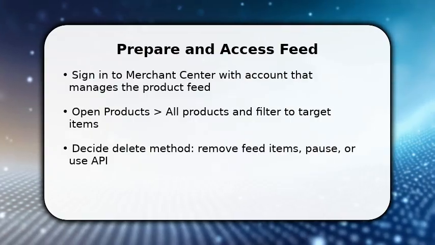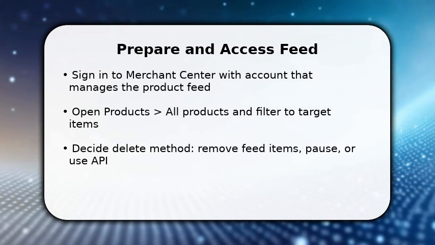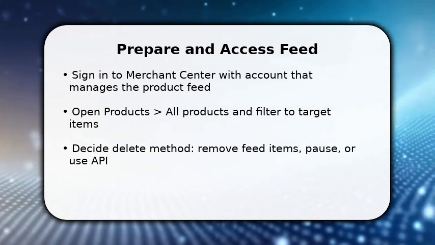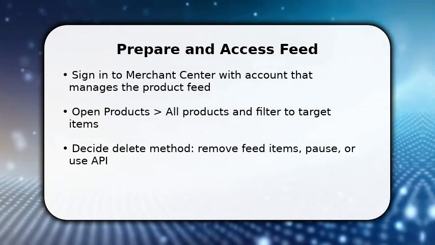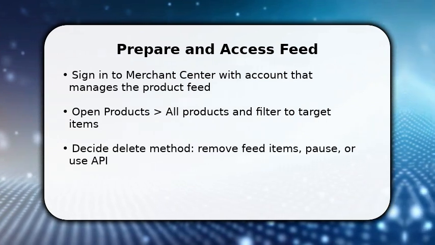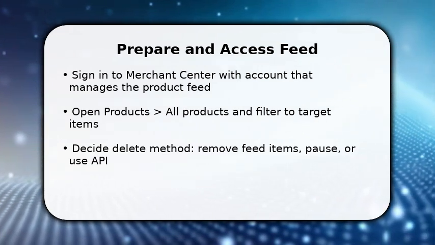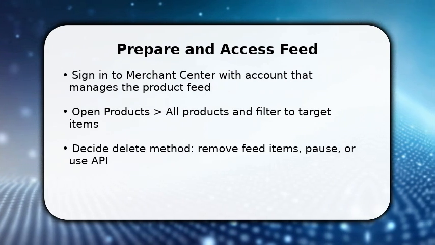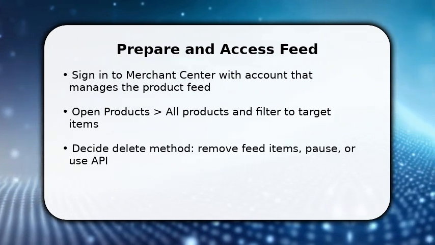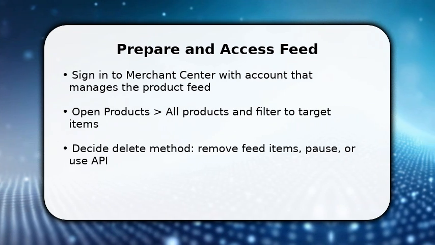You start by signing into Google Merchant Center and opening Products, All Products. From here, immediately filter to the items you'll remove by ID, title, or custom label. Once done, choose how you'll delete. Remove the product from the feed, pause it, or schedule deletion via the Content API.